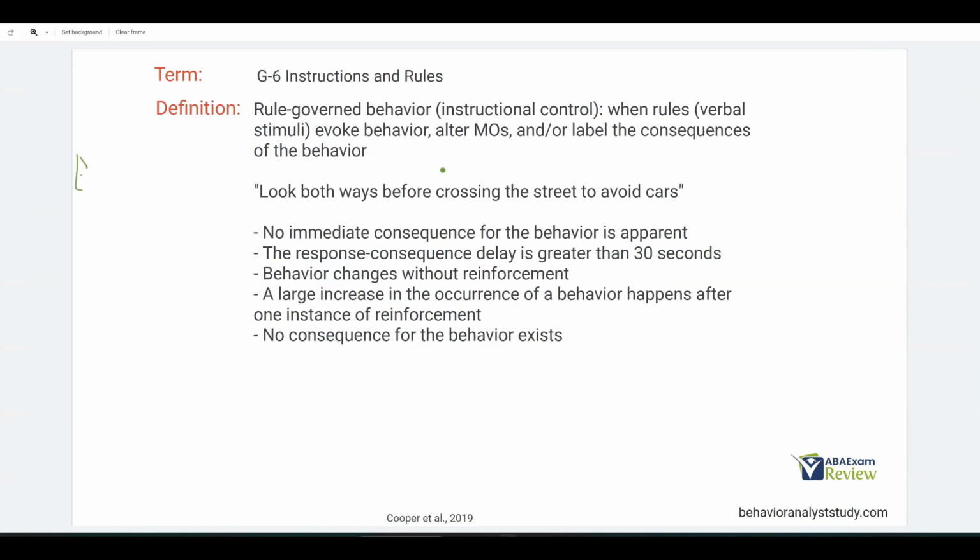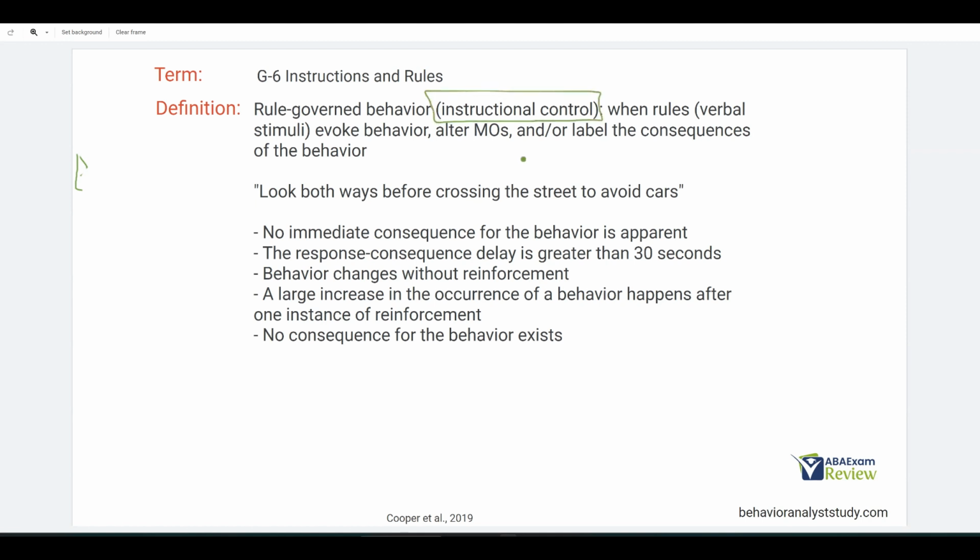Now, getting into rule governed behavior, which really is what is much more commonly discussed. Again, when we talk about instructions, we're not trying to overcomplicate it. We're typically just talking about specifying what we want somebody to do, specifying a reinforcement system, trying to evoke a behavior through maybe a prompt. So instructions, don't overcomplicate that. We often speak about rule governed behavior a lot more frequently. And that's because rule governed behavior is also known as instructional control.